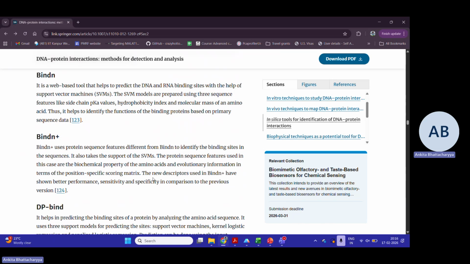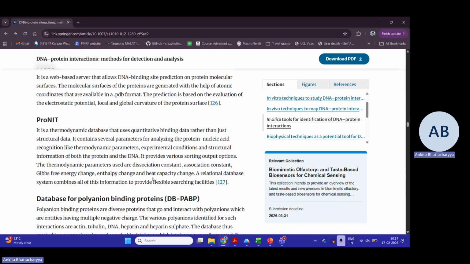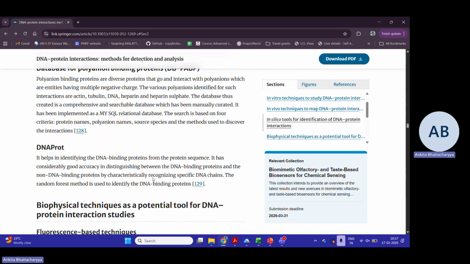with the help of support vector machines or SVMs, which are prepared using three sequence features like side chain pKa values, hydrophobicity index, and molecular mass of an amino acid. It helps to identify the function of binding proteins. Then you have BindN Plus, which uses the protein sequence features from BindN to identify binding sites in the sequences, also takes the support of SVMs, and has better performance, sensitivity, and specificity in comparison to the previous version. Then you have DB-Bind, you have PBS, Flow90, DB-PAB-B, DNA-Prot.